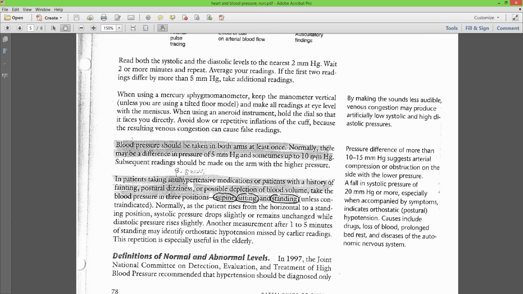So your general rule is if you're taking blood pressure on both arms, yes, there's probably going to be a difference in pressure, but it should not exceed 10 millimeters of mercury difference. Okay. If you get a big difference, right versus left arm, something's going on. Warrants further investigating.